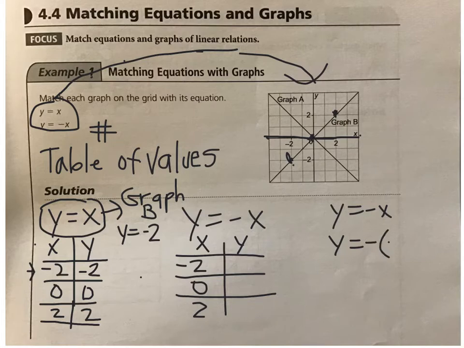So my first value I'm going to sub in is -2. So y equals negative negative 2. A double negative makes a positive. So my y point is going to be 2 here. Okay, for my next one, when I sub in a 0, so y equals negative 0. Well, negative 0 is just 0. So my second point is 0, 0.